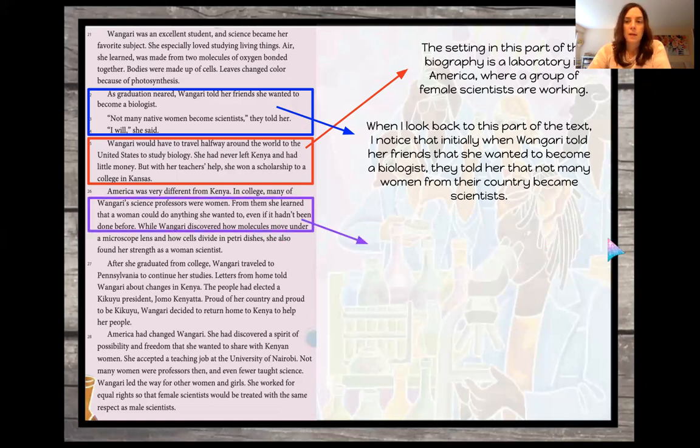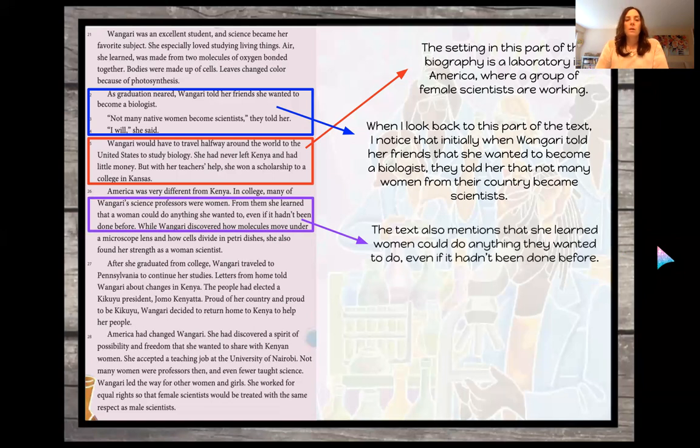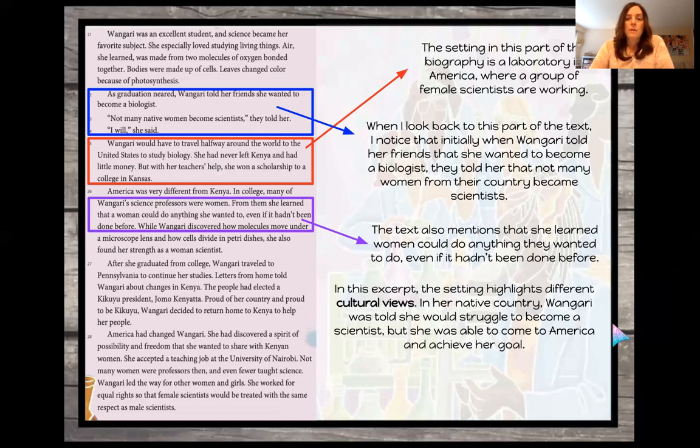So if we go back to the beginning of the excerpt that I just read, we see that the setting here is when she's already come to America. And the text mentions that she's learned that women could do anything they wanted to do, even if it hadn't been done before, which is very different than when she was home and her friends told her that not many Native women become scientists. So in this excerpt, the setting highlights different cultural views. In her native country, Wangari was told that she would struggle to be a scientist, but she was able to come to America and achieve her goal. Now I'm going to finish reading the last paragraph.